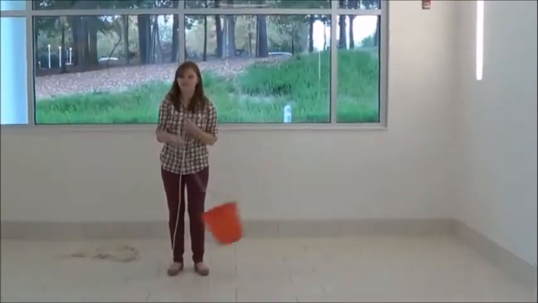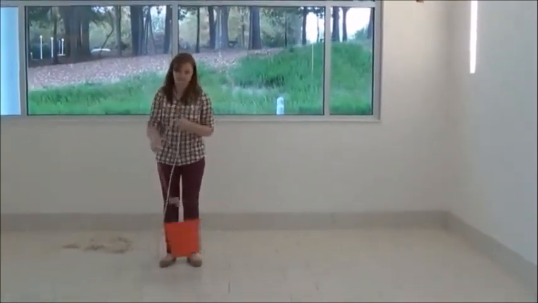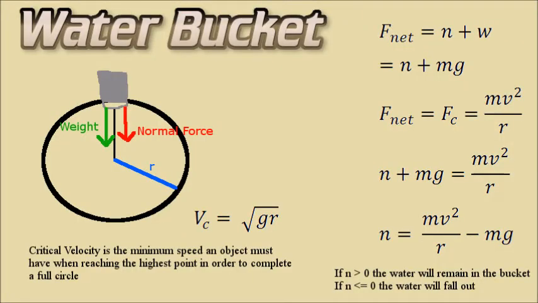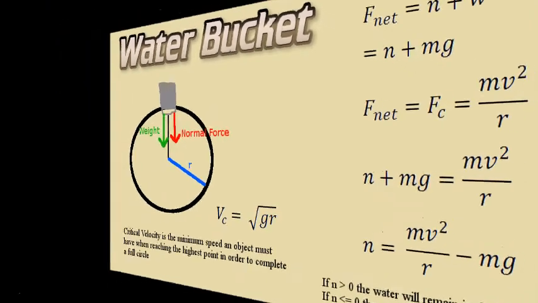As you heard from our physicist, the bucket must reach a critical velocity while at the top of the rotation to keep from falling. Using our centripetal force equation, we derive the formula for the normal force, N, acting on the water in the bucket. If N is greater than 0, the water will remain in the bucket.